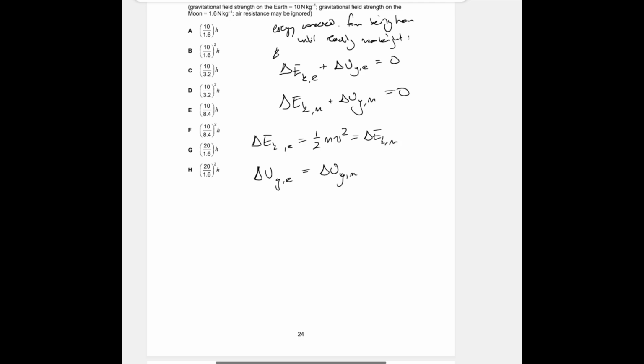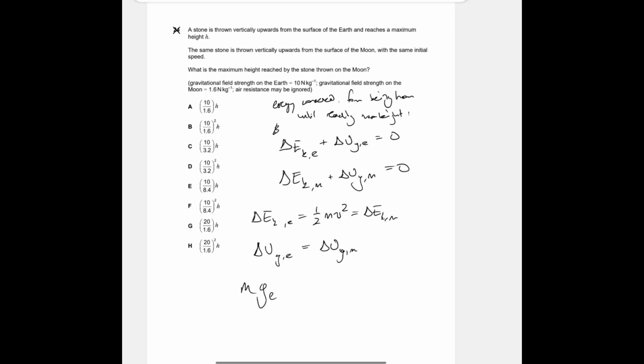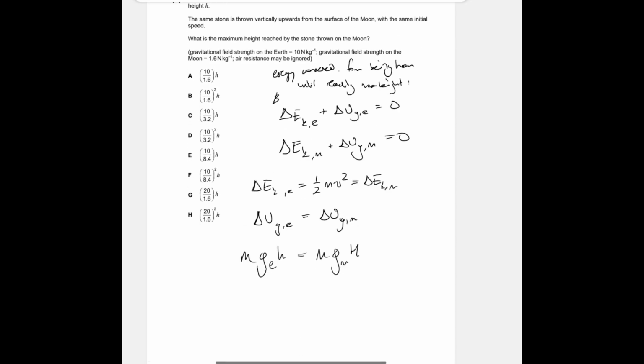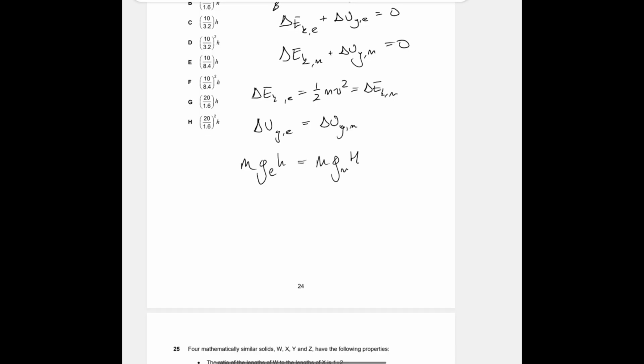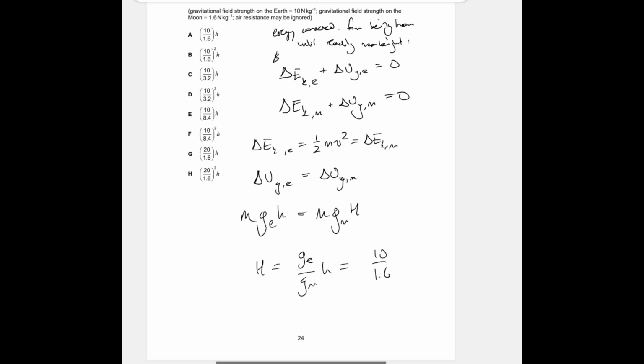So what that means is that the mass of the rock times g on the Earth times the max height reached on the Earth, which is just h, is equal to the mass times g on the Moon times the max height reached on the Moon. Let's call that H, and we're trying to find H. So that's g over gm times h, which is going to be 10 over 1.6 h, which is A.